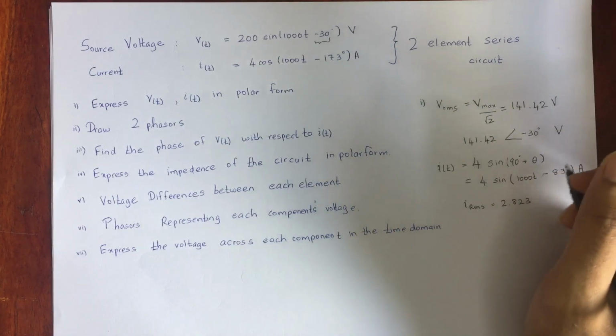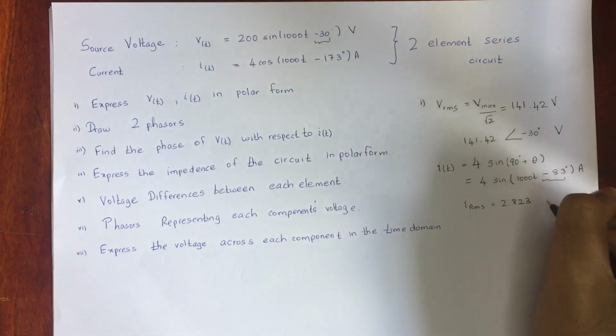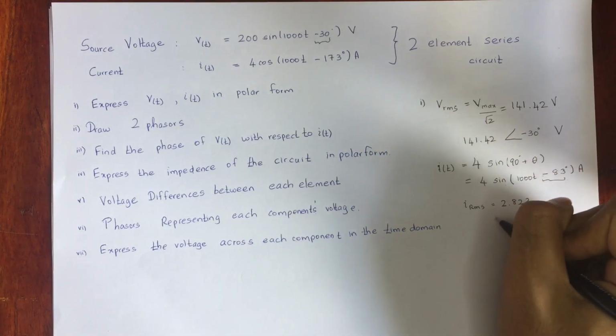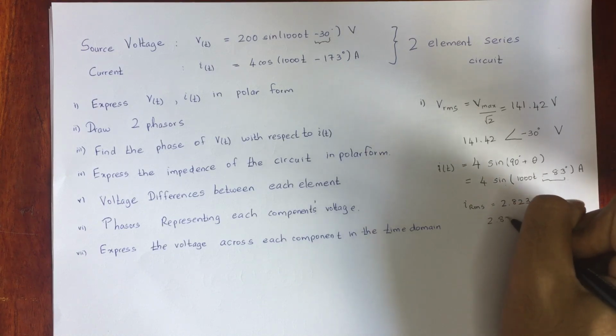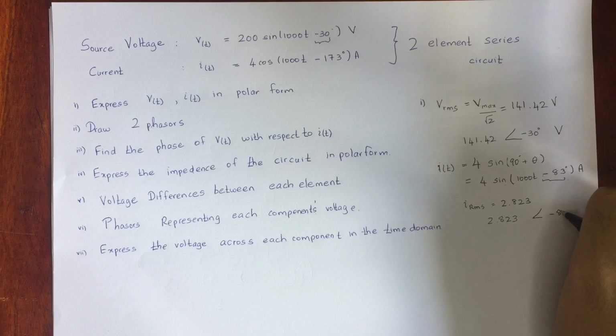After that, we need to find the angle. We can tell the initial phase angle would be sine omega t plus phi. The phi is the initial phase angle, so we can tell the initial phase angle would be minus 83. We can directly write it in the polar form, 2.823, the angle simply minus 83 ampere. So the first part is over.